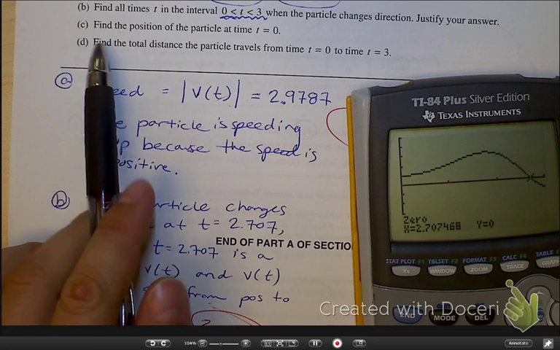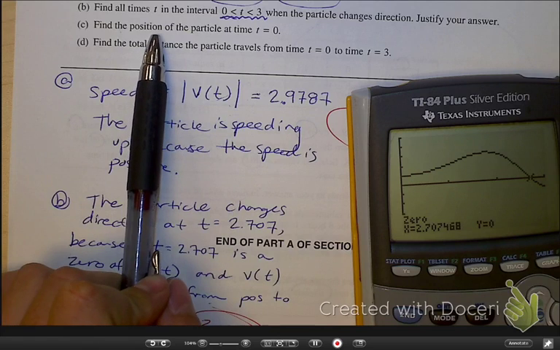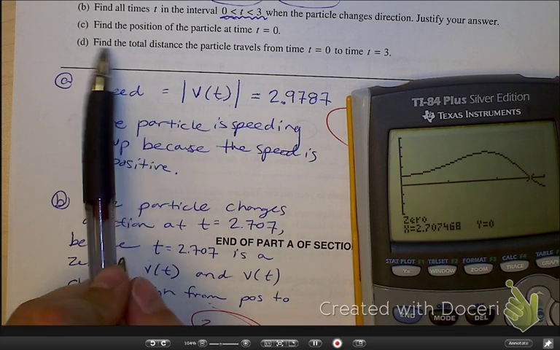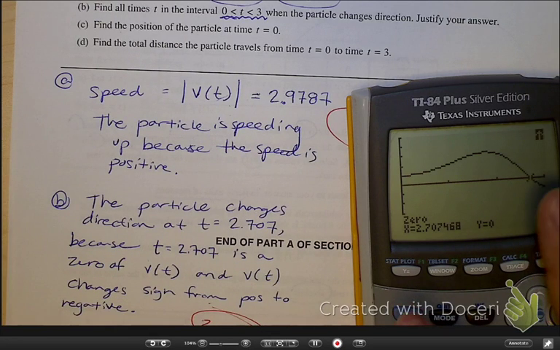Parts C and D. Part C says find the position. Remember, we don't know how to do that yet because given velocity, to get back to position, you have to go backwards, which is the integral. And total distance, again, has to do with position, so we can't figure that one out yet either. So this is all we can do for number 2.